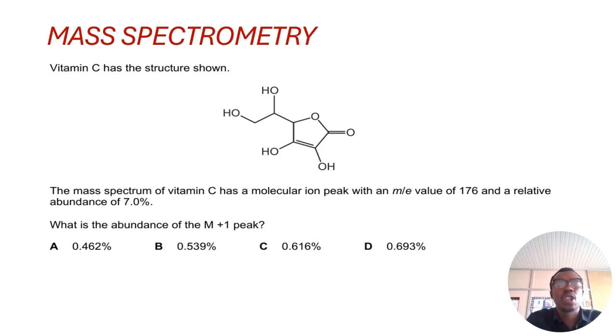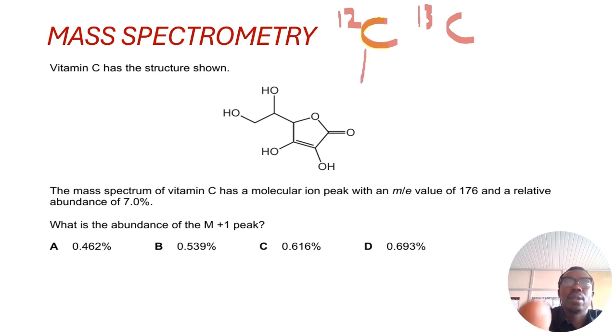Now, if you look at the structure before us, it's an organic compound. When we talk about mass spectrometry, it's an analytical technique used to determine the relative atomic masses of elements and the relative molecular mass of organic compounds. In most organic compounds, the most common element is carbon, which has isotopes. So we have carbon 12 and carbon 13. Carbon 12 is the most abundant, which gives the molecular ion. Then carbon 13 gives the molecular ion plus 1.